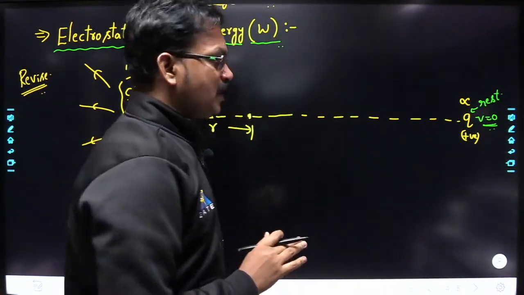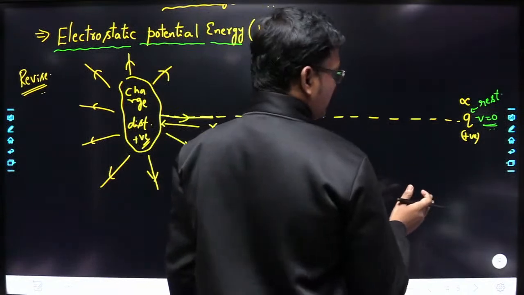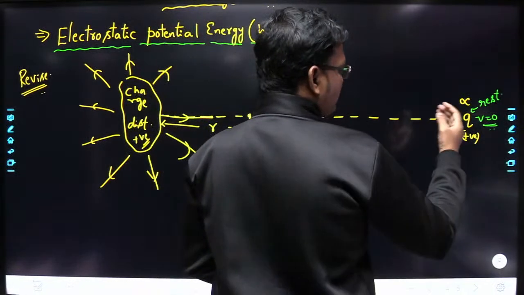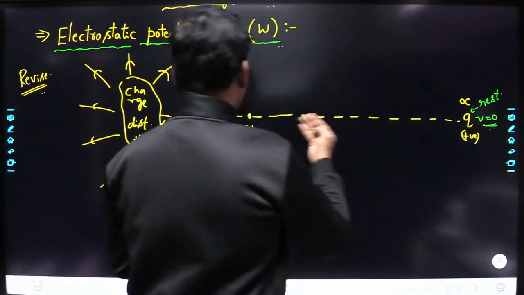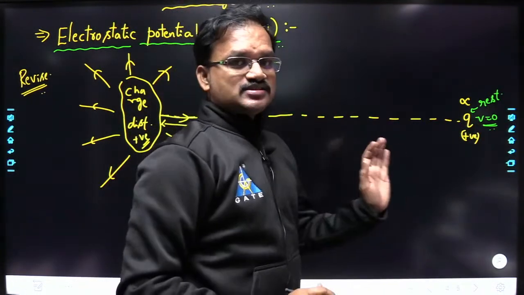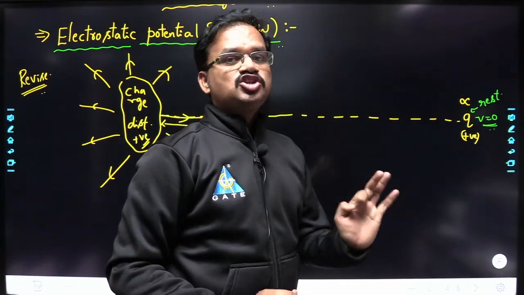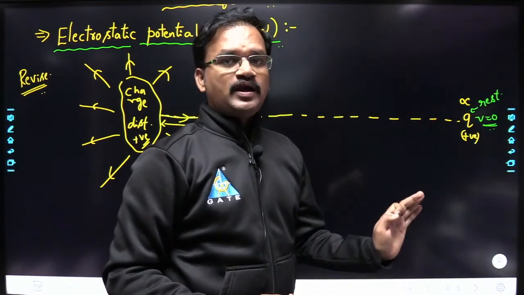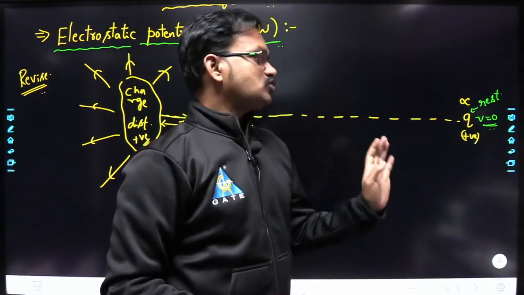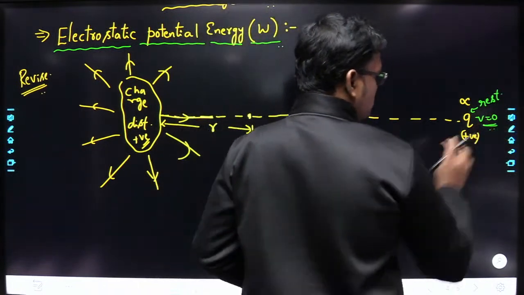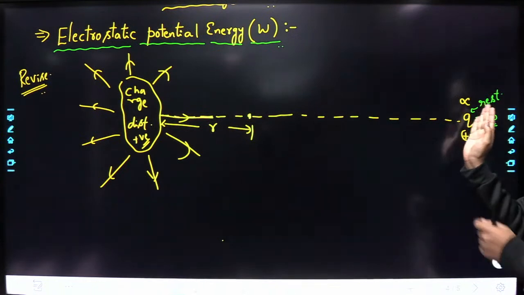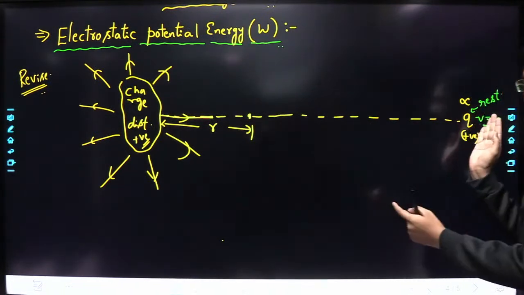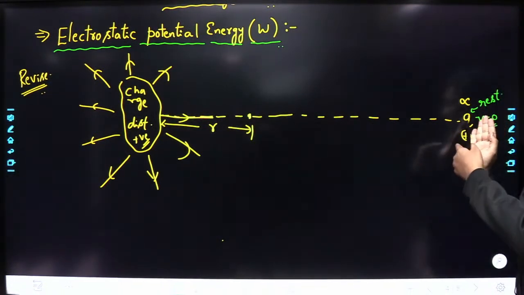Understood? Okay. So the assumption I am making here is that I am going to move this charge from infinity to this location such that there should not be any change in velocity. So that means here the velocity is equal to 0. Now I want to move this charge from infinity to this point without changing its velocity.